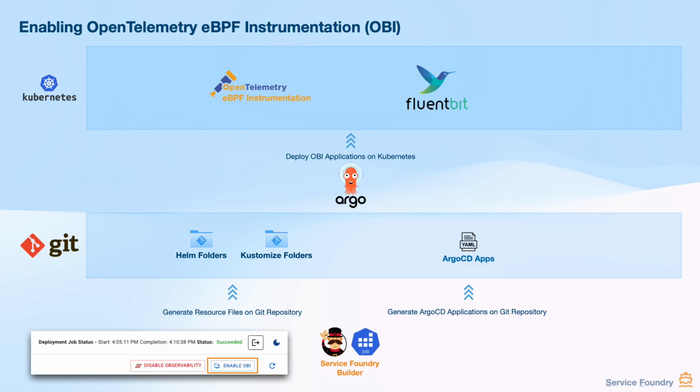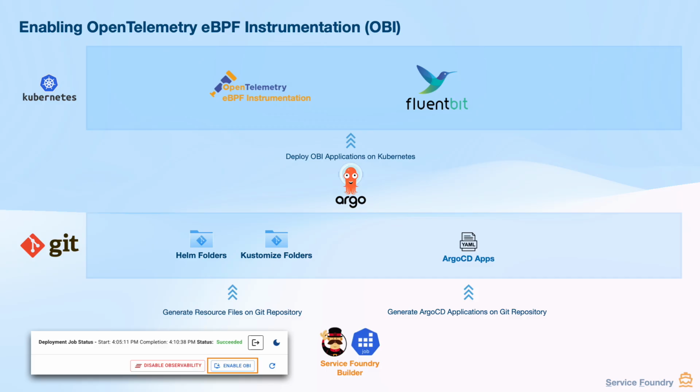Once the observability stack is installed, the Enable OBI button becomes active. This enables OpenTelemetry eBPF-instrumentation with just a click. Just like enabling observability, clicking Enable OBI triggers the ServiceFoundry builder as a Kubernetes job.